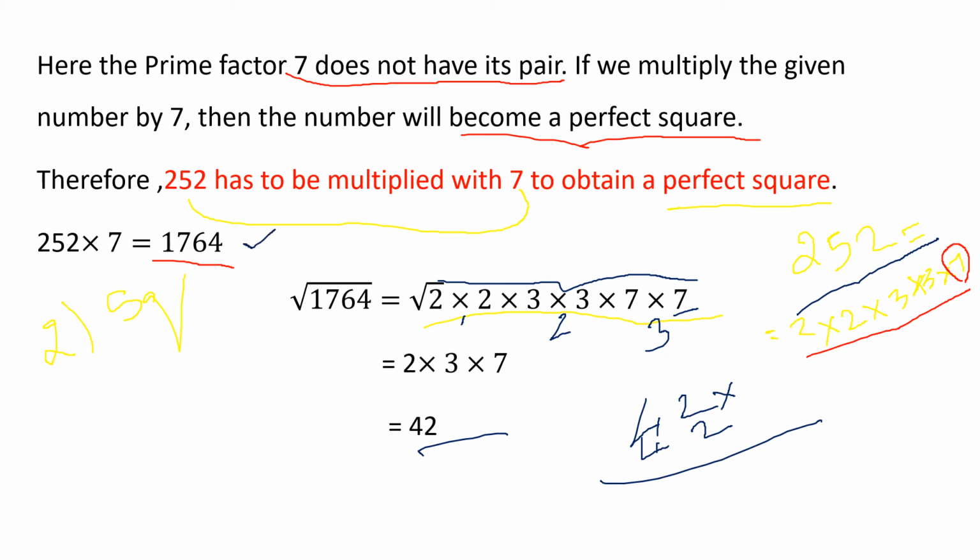So here we got 1764. Now take the square root. The question is asking to find the square root for that perfect square. To write the square root, write 2 into 3 into 3 into 3, what is given, and the number which doesn't have a pair, add that number again here. Just make 7 a pair, 7 into 7. Then you take out the common terms, multiply and write it.